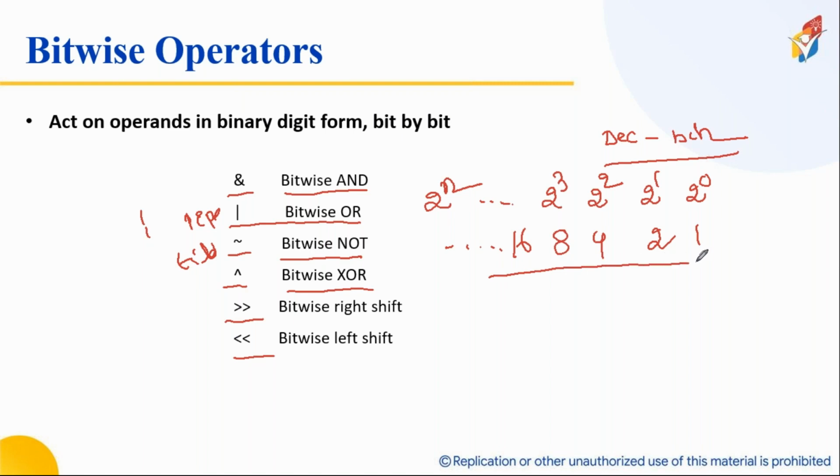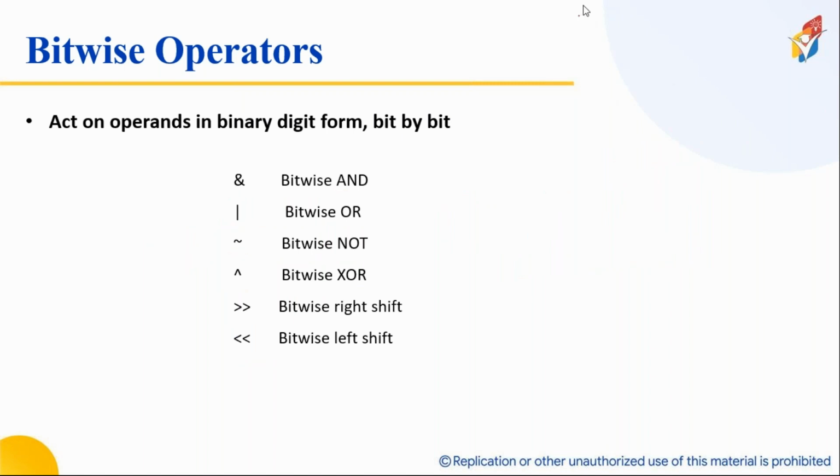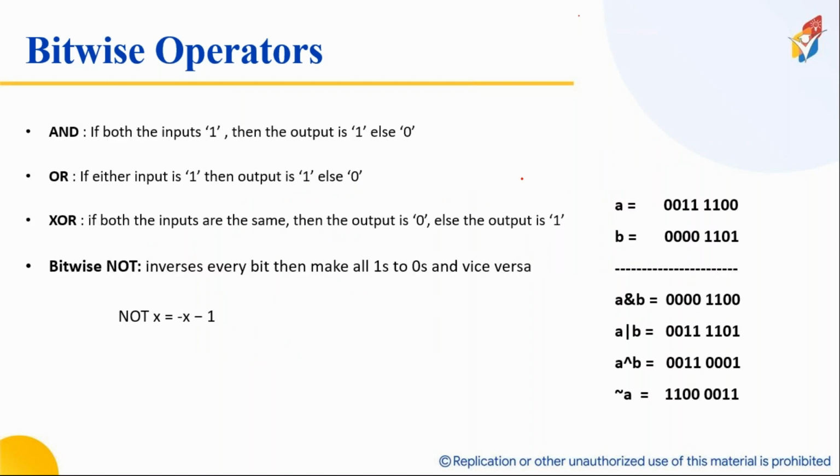Now can I solve some problems in this notation? If I want to represent binary data, how will it be written? Let me erase it and go to the next slide to discuss some examples. Listen carefully. In the AND operation, if both inputs are 1, then only the output is 1, else 0. The OR operation is true when either of the inputs is 1, else the output is 0.